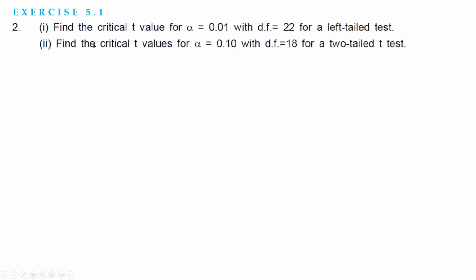Moving on to the next question. Find the critical t-value for alpha equal to 0.01 with 22 degrees of freedom for a left-tailed test. Then find the critical t-values for alpha equal to 0.1 with degrees of freedom 18 for a two-tailed t-test. So here this is very easy.